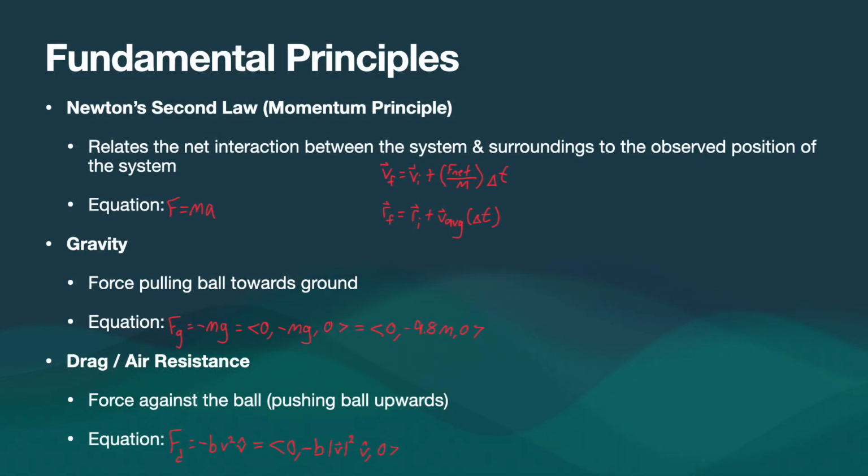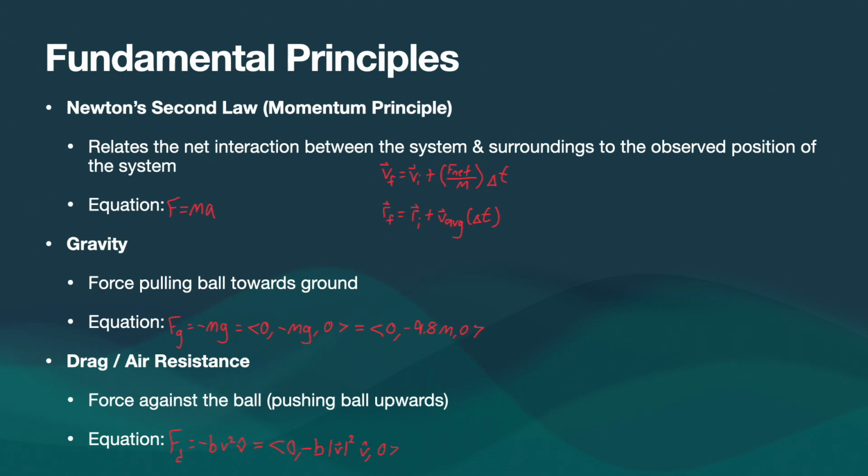Some of the fundamental principles included Newton's second law, or the momentum principle, which relates the net interaction between the system and surroundings to the observed position of the system. Our equation here is force is equal to mass times acceleration. Two other useful equations are the velocity update formula, where the final velocity is equal to the initial velocity plus the net force divided by mass times the change in time. And the position update formula, which is the final position is equal to the initial position plus average velocity times change in time.